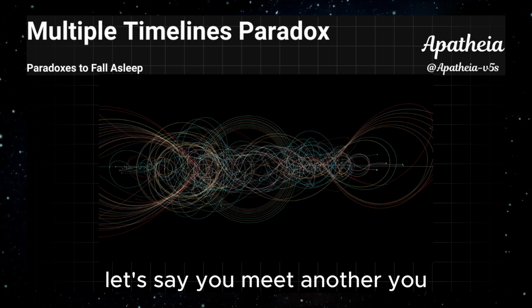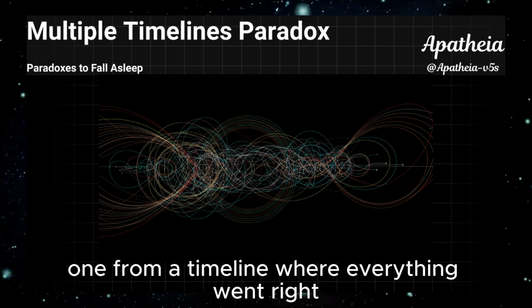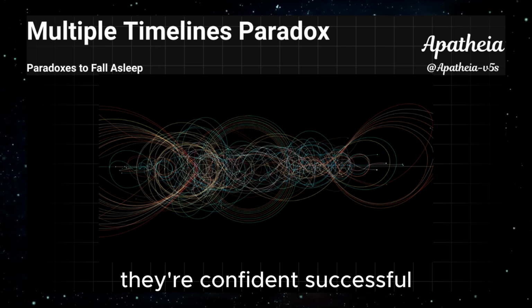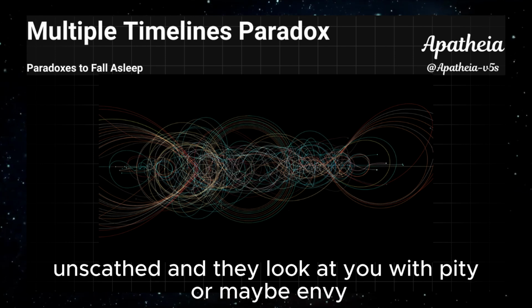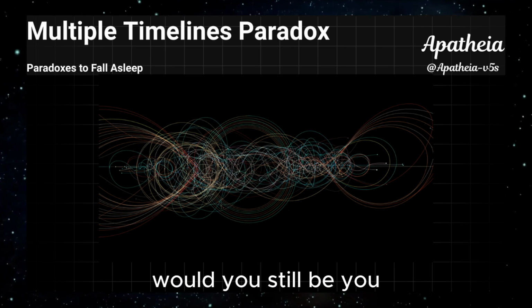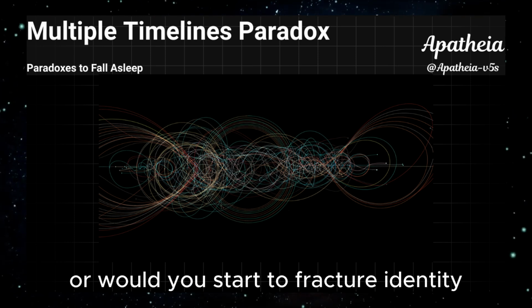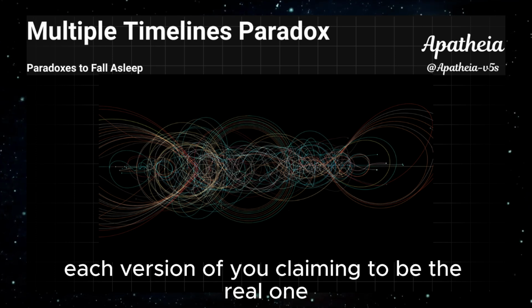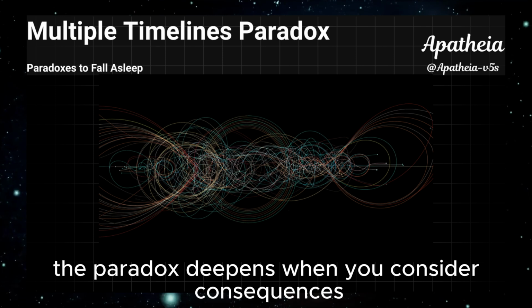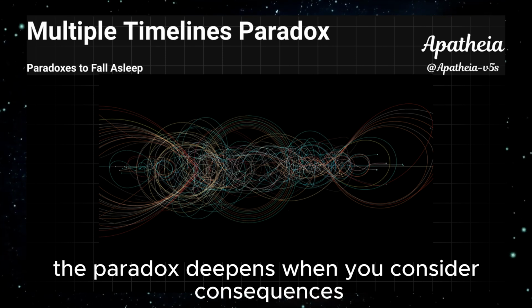Let's say you meet another you, one from a timeline where everything went right. They're confident, successful, unscarred, and they look at you with pity, or maybe envy. Would you still be you? Or would you start to fracture, identity pulling in multiple directions, each version of you claiming to be the real one? The paradox deepens when you consider consequences.